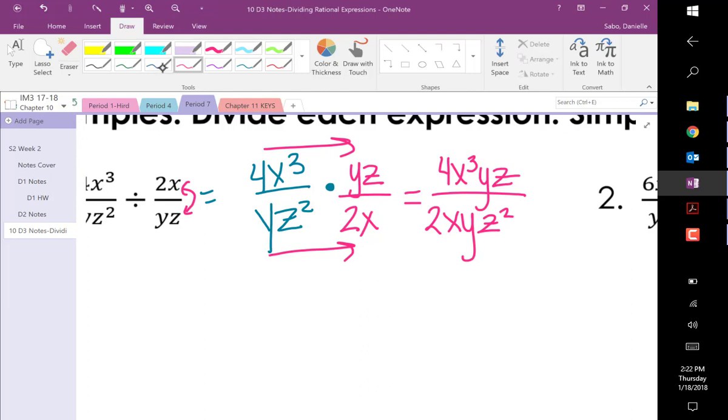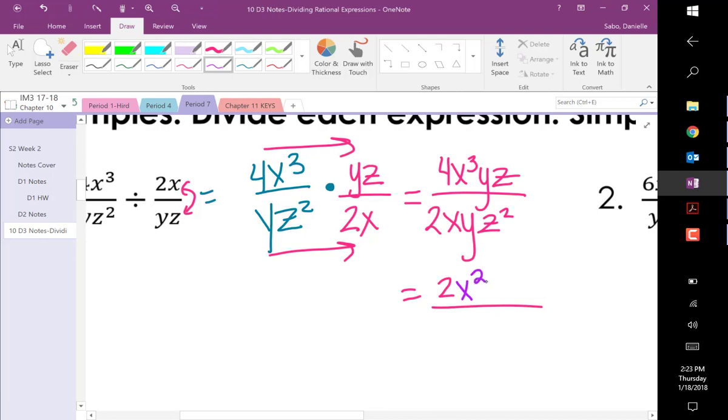I feel like some people really need extra support here, so I want to do it with you, and then the next one you're actually going to do. So, piece by piece. Remember, numbers with numbers, letters with the same letters. The 4 and the 2 go together because they're numbers. 4 divided by 2 is 2, and it's going to go on the top because the 4 is bigger. Now let's look. I have 3 x's on top and 1 on the bottom. How many are left and where does it go, on the top or bottom? Good, 2 on the top.